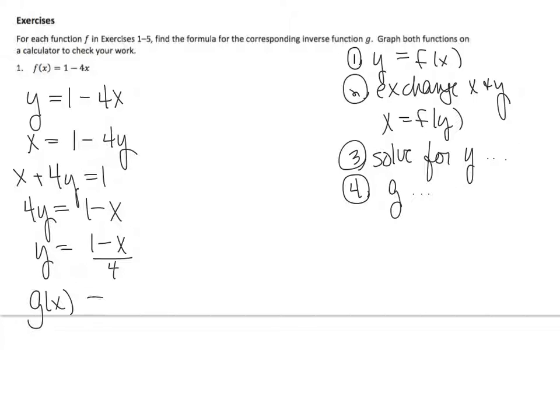So I now have my inverse function. I just made a mistake. I just fixed a mistake. Okay, let's graph these and show that they are inverses of each other. They should reflect over the line y equals x, right?